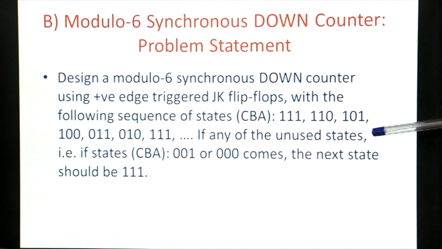So the unused states: the problem statement also says that if any of the unused states, that is 001 or 000, comes, the next state should be 111. So here are the 2 major differences. One is that this is a synchronous down counter, and also this time we are using a positive edge triggered JK flip-flop. Last time we were using negative edge triggered JK flip-flops, so all the outputs changed at the negative edge. This time all the outputs will change at the positive edge.